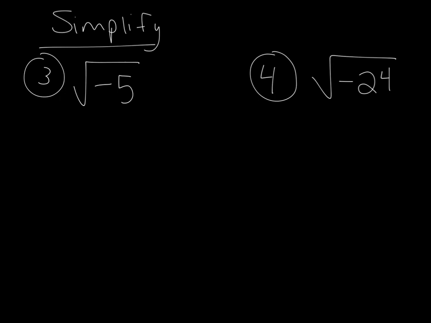Okay, number 3, you see how there's a negative inside the square root, which makes it an i, but there is no square root of 5, so we bring the i out, but then we just leave it the square root of 5.